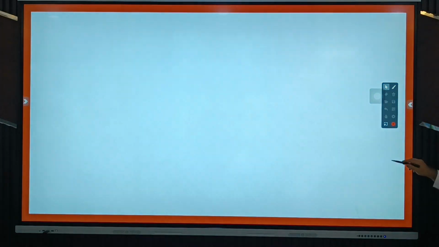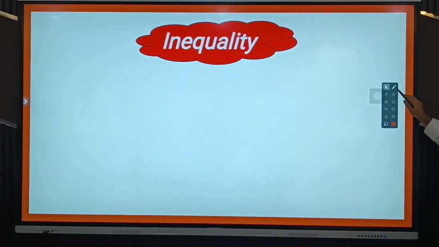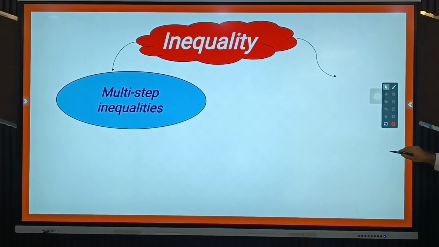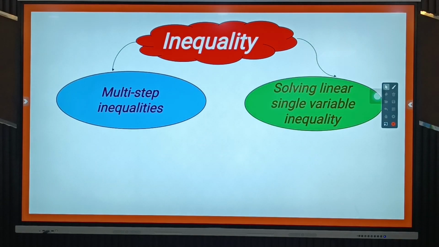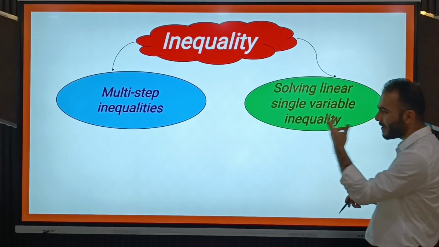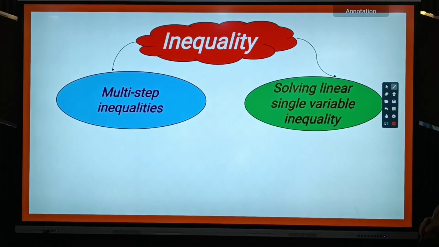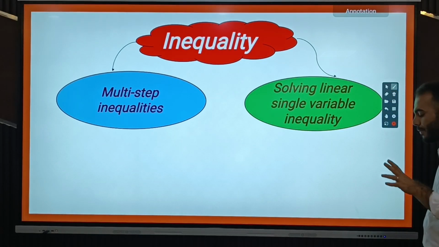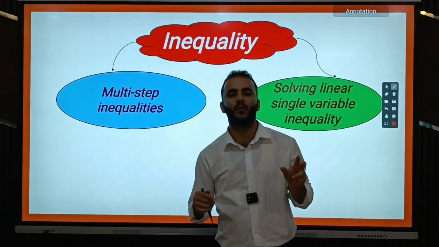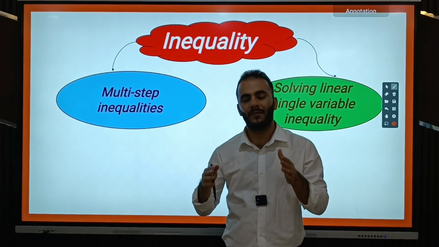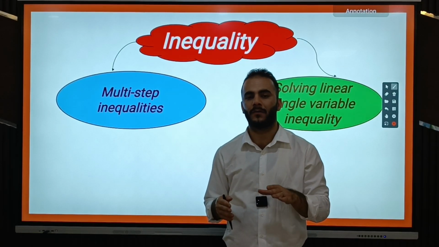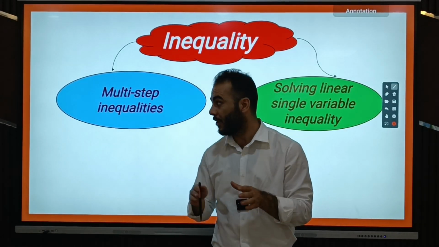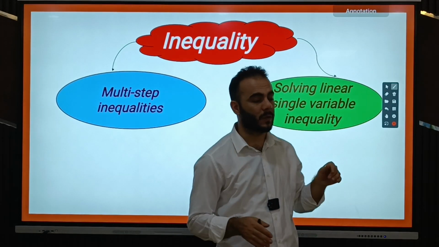Perfect. So let's go to the inequality. The types of inequality, we have got multi-step inequalities and of course solving linear single variable inequalities. So basically we have multi-step and one-step, let's say, or single-step inequalities. Perfect. So to solve both types of inequality, we have got a simple way. And if you understand that way, that would be enough to solve every single question regarding inequalities. Okay, no matter if it is multi-step or single-step.